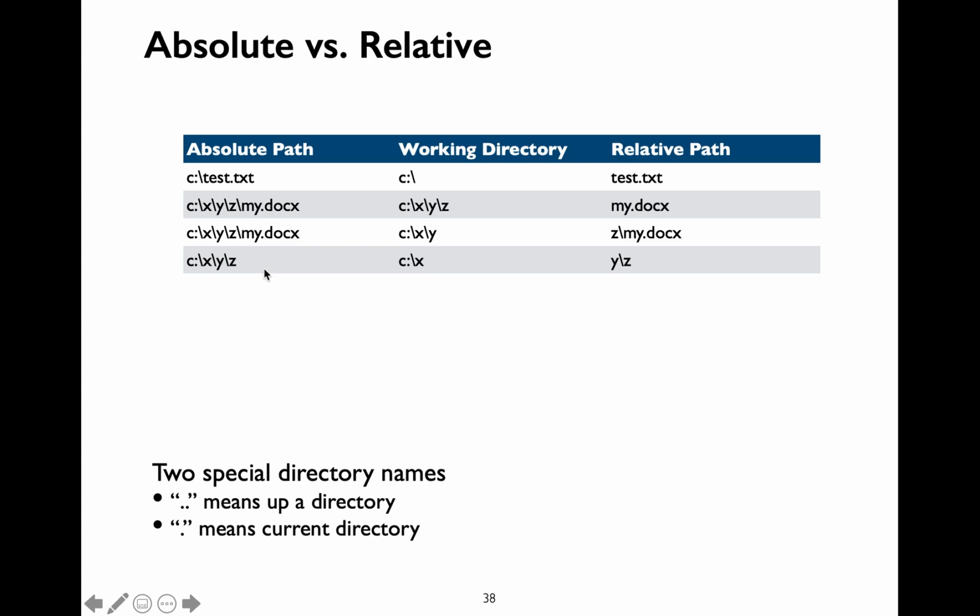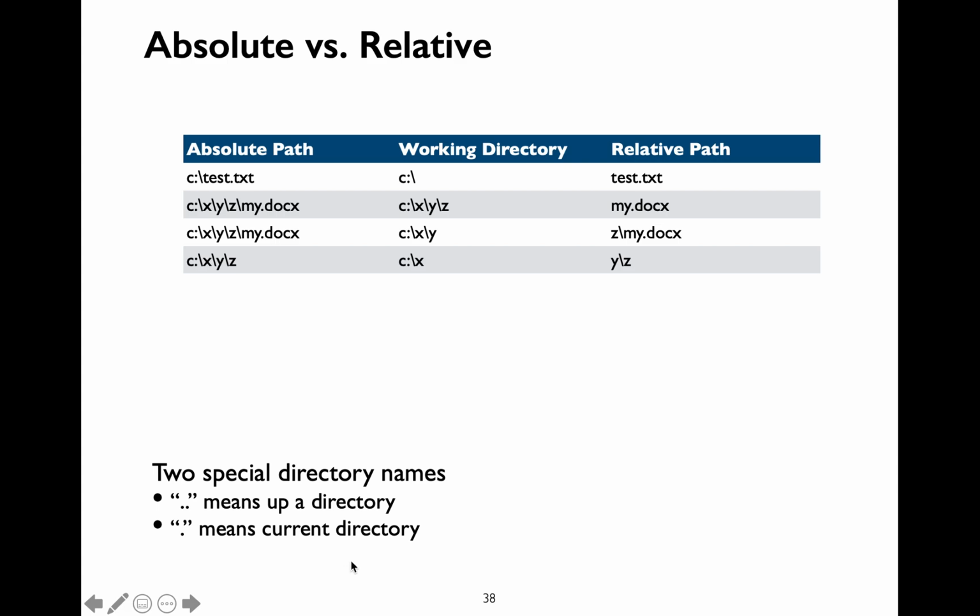Relative paths can be applied to directories as well. So if you're currently inside C drive X directory, if you want to access Y and Z directory in the path navigation, you should say your relative path is Y slash Z. So relative path totally depends on where your current working directory is.